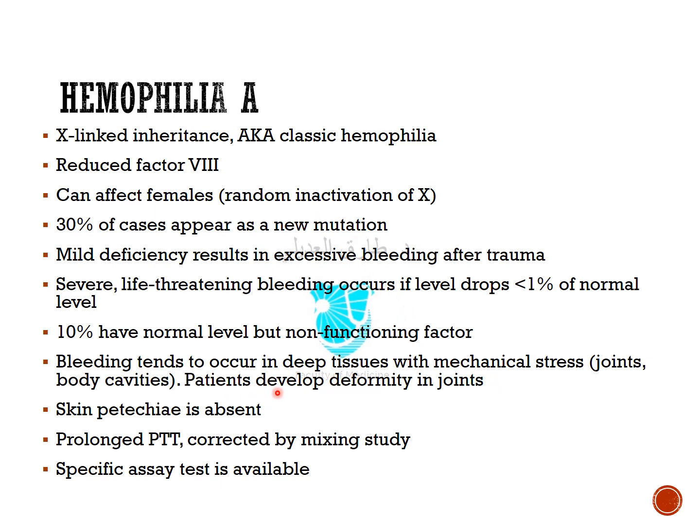As a growing child, the repetitive bleeding in the joint will create a deformity in that joint. So skin petechia is absent. This is characteristic of hemophilia, and patients will have prolonged PTT because they have deficiency in factor 8. This one is corrected by mixing study. It is an inherited deficiency and not related to an inhibitor antibody.